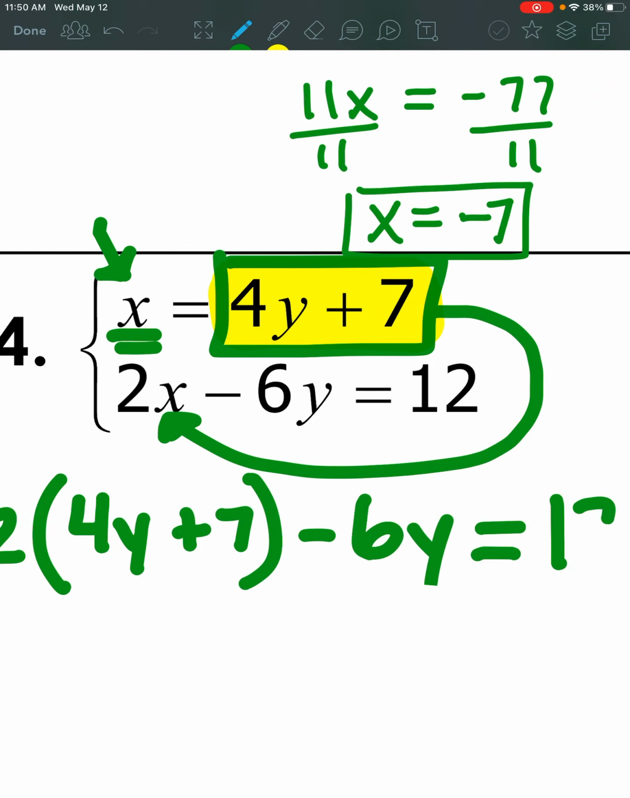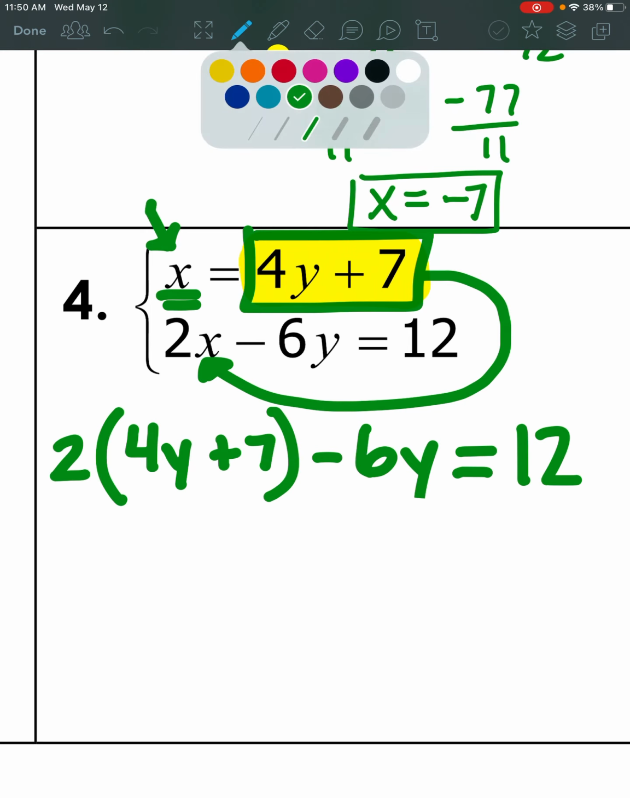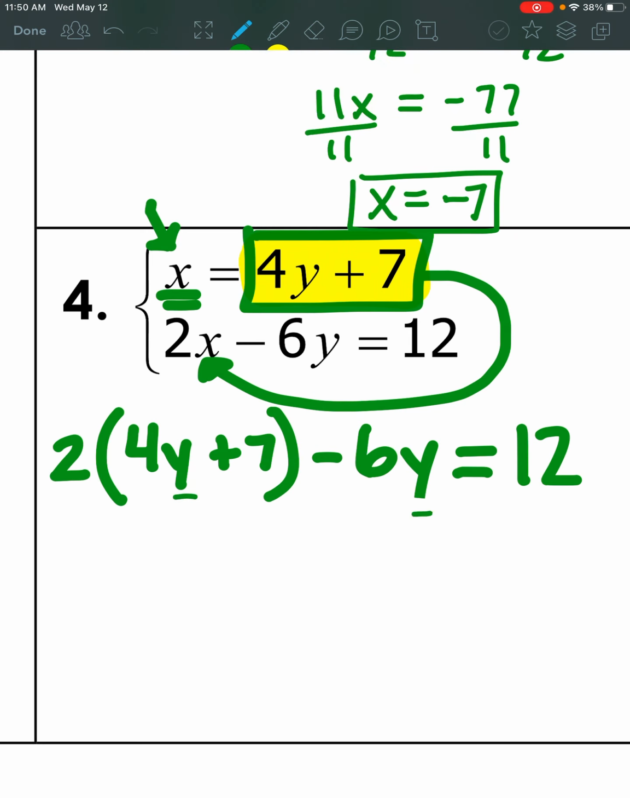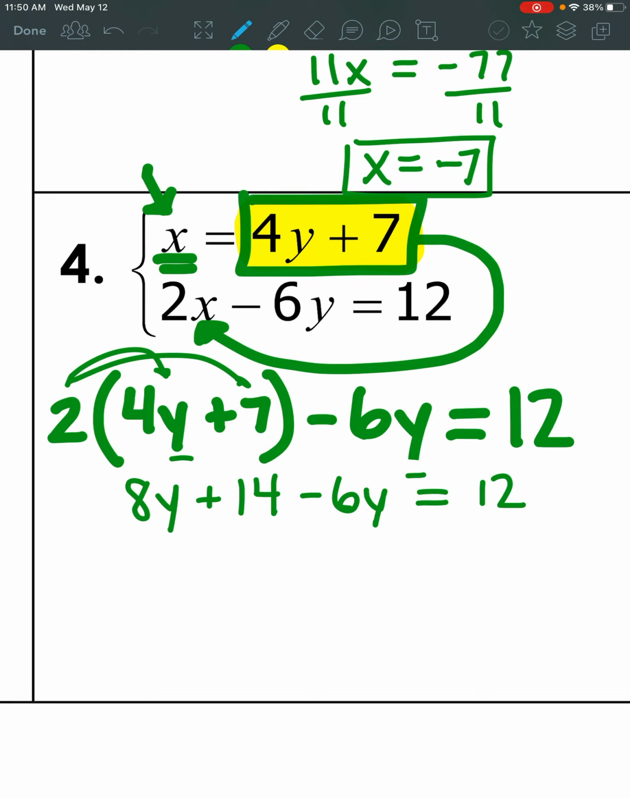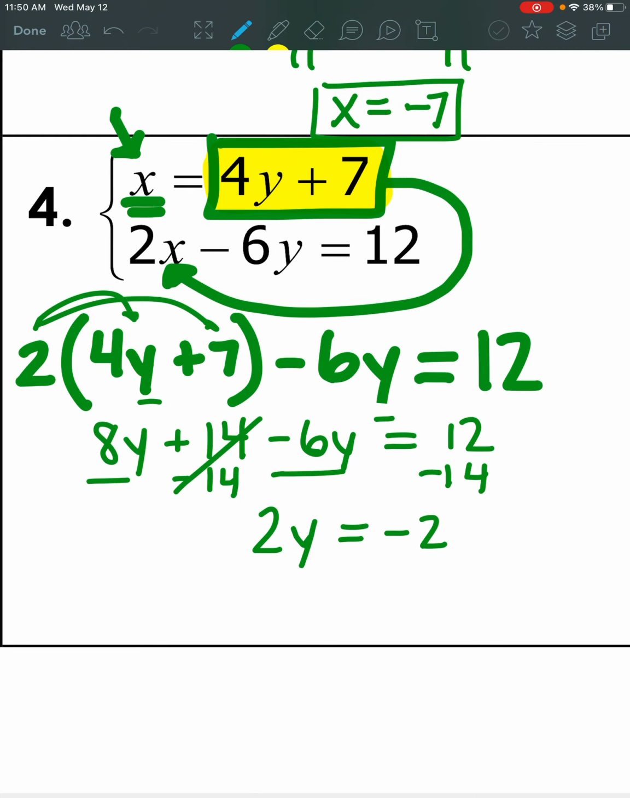So -6y equals 12. Now we're going to solve this equation, but notice we have y in the equation, so we're actually going to be solving for y first. So 2 times 4y, 2 times 7, and then the -6y equals 12 stays the same. So we can combine like terms, and then I'm also going to get rid of my constant at the same time. So then 8y minus 6y, we get 2y equals, and then I also subtracted that 14. So 12 minus 14 is -2. And then all we have to do is divide by 2 to solve for our variable y.